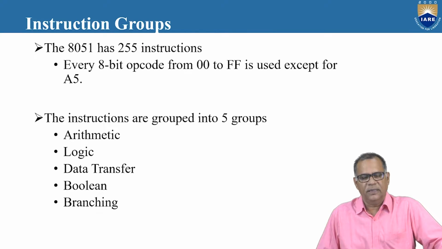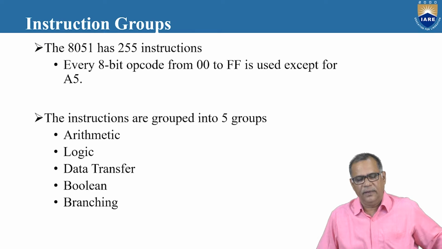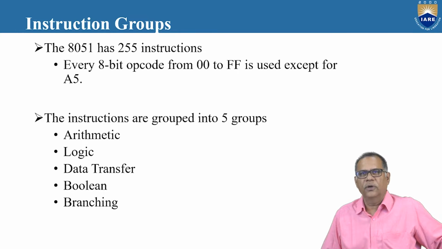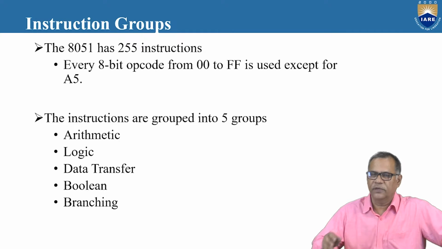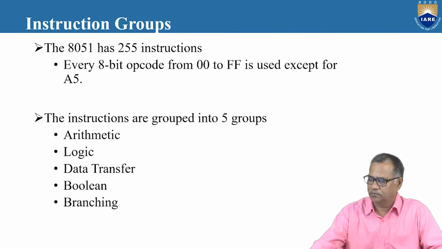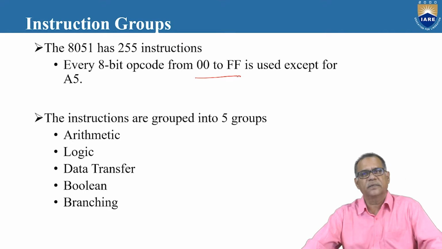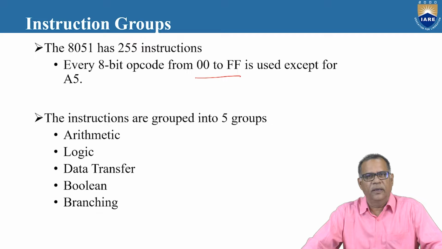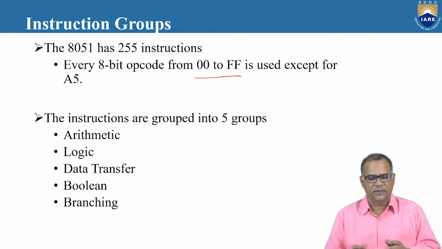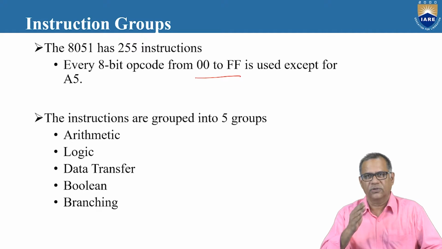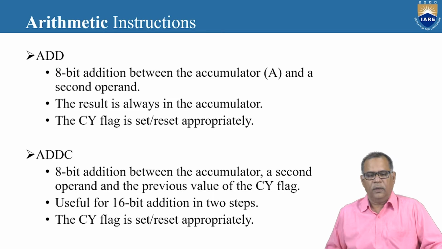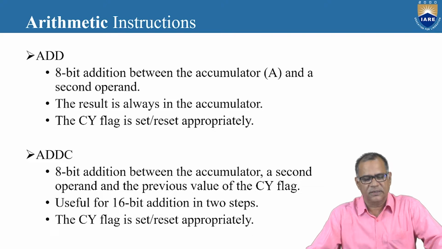So 8051 has 255 instructions, and there is an 8-bit opcode which is used for these instructions. When you use an 8-bit opcode, the opcode is going to range from 00 to FF. And mainly the instructions are grouped under 5 categories: arithmetic instructions, logic instructions, data transfer instructions, Boolean instructions, and branching instructions. So these are the 5 groups of instructions. First, let us discuss the arithmetic instructions.